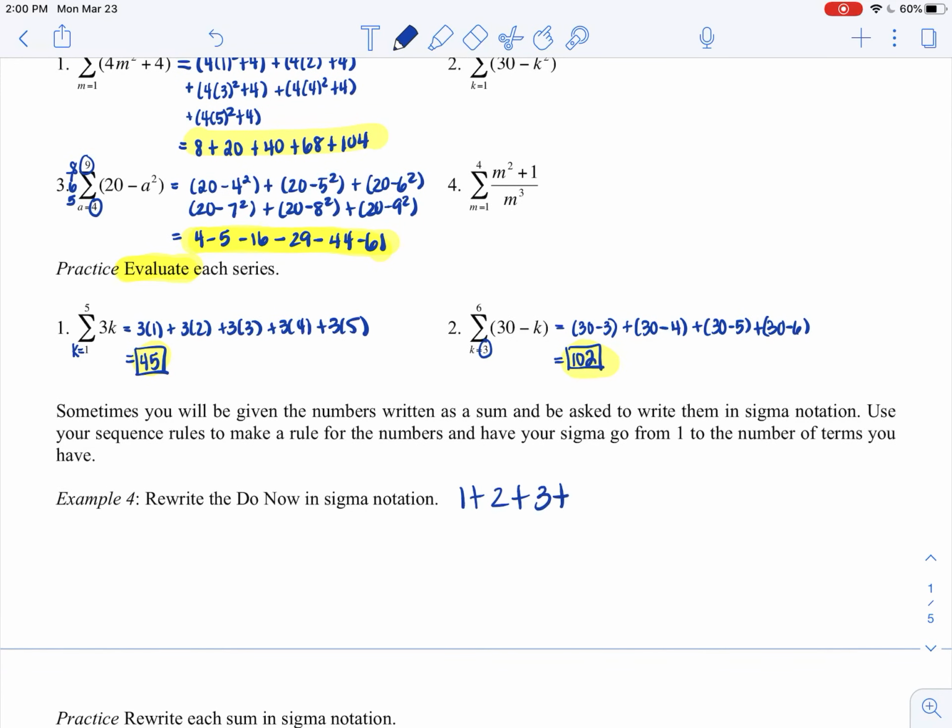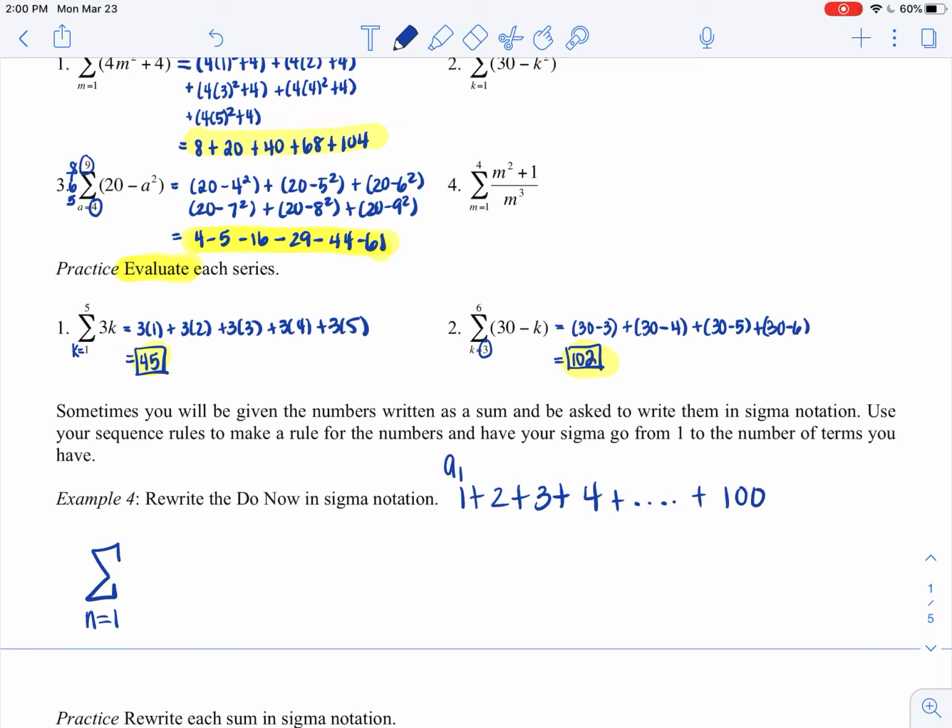So if you look at the example we had in the do now, remember we were adding 1 plus 2 plus 3 plus 4 all the way up to 100. Let's think about how we can rewrite this in sigma notation. You're always going to start by writing a sigma. If you remember, when we did these patterns, you always had a sub 1. You plugged in n equals 1 for the first term and n equals something to get the last term.